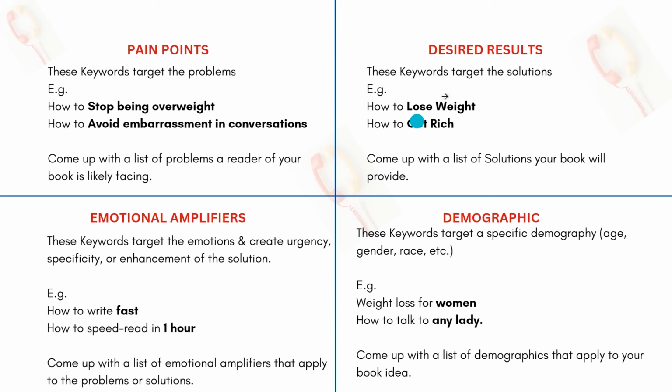But when you come to this place, you can see how to lose weight. These are desired results. I want to lose weight. Now this person here is complaining of being overweight, but here he wants to lose weight. Here, how to get rich.